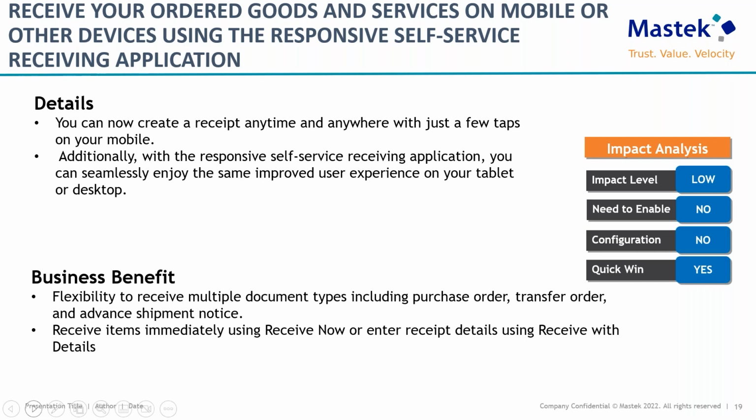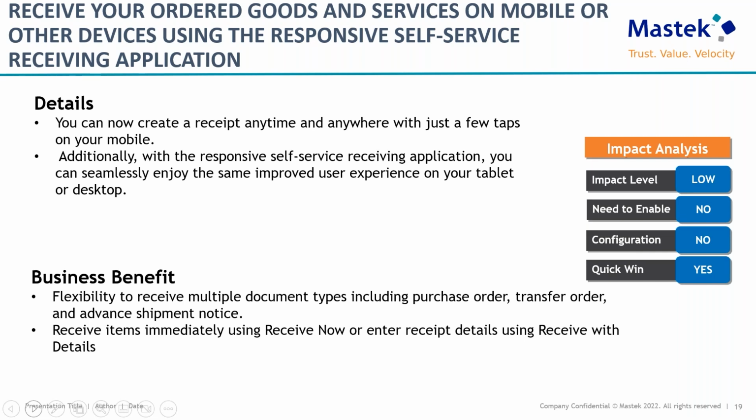You are viewing the next feature on your screen right now. The feature goes as follows: receive your ordered goods and services on mobile or other devices using the responsive self-service receiving application. The details of this feature are that you can now create a receipt anytime and anywhere with just a few taps on your mobile if the system is integrated with the mobile applications. It will additionally help you with the responsive self-service receiving application. You can seamlessly enjoy the same improved user experience on your tablet or desktop that you were previously using.